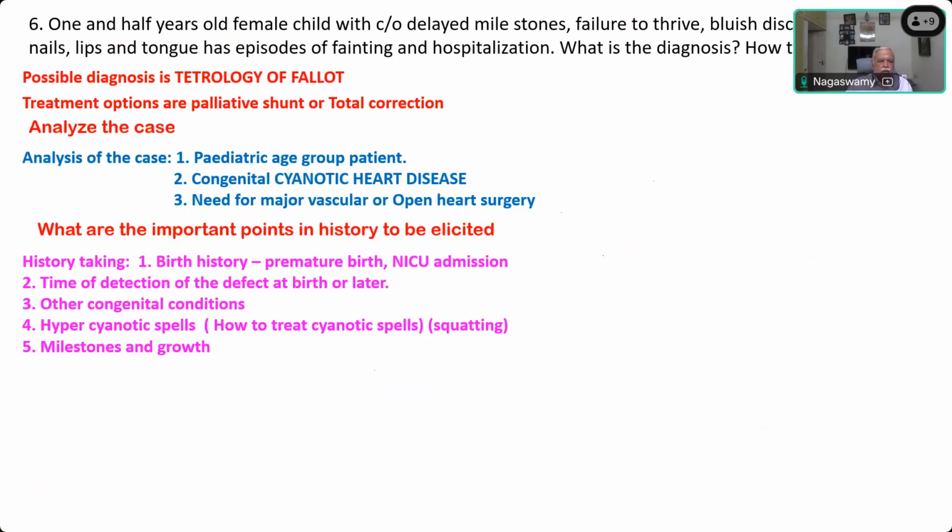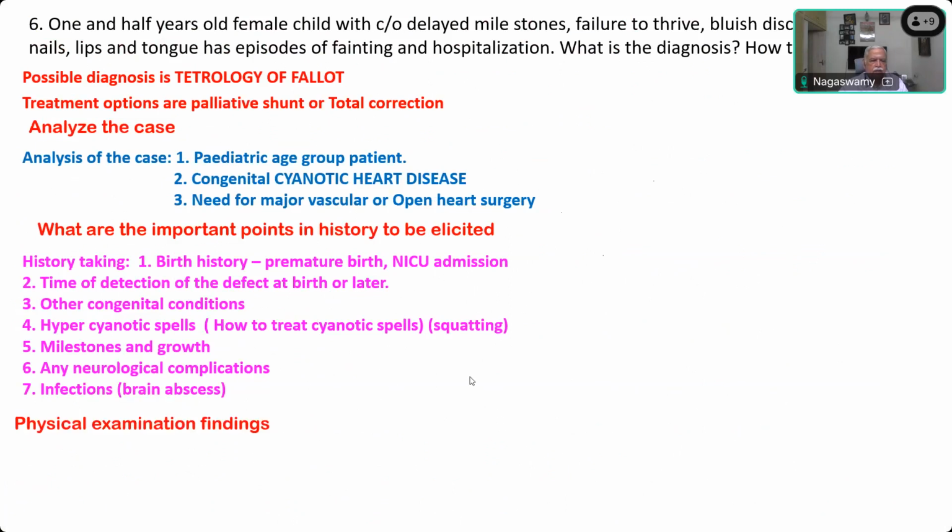Milestones and growth, of course, we have to ask. Any neurological complications? Why should you ask about neurological complications? Coexisting VACTERL anomaly. Brain abscess is more common. Brain abscess or seizure activity. Because of chronic hypoxia, the patient may have seizure activity also. So these two are the common neurological complications which may be present, and infections in the brain, especially abscess.